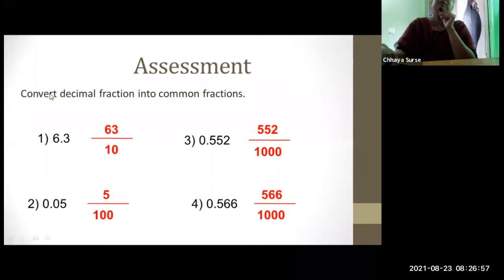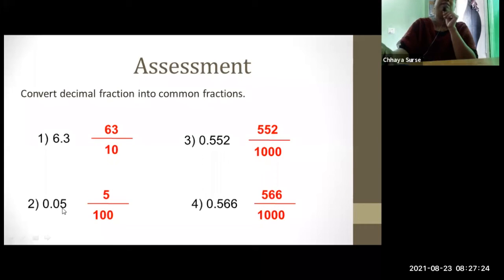Now this one, convert decimal fractions into common fractions. Here the decimal fraction is 6.3. So the decimal point is after 1 digit. That's why in the common fraction we write 10. We have taken 10 here.